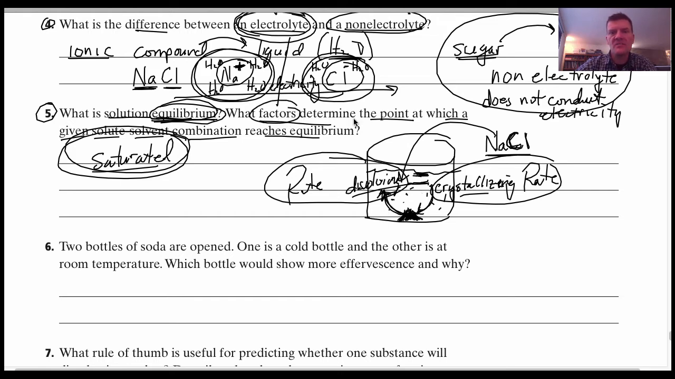Well, what are some of the factors that determine the point at which equilibrium is reached? Well, certainly it depends on this particular solute. I chose sodium chloride. So there's a certain amount of sodium chloride that can be dissolved in that quantity of water. But what if I chose something different? What if I chose magnesium chloride? Well, then the amount that can be dissolved is going to be different. So one factor is, which solute am I choosing?